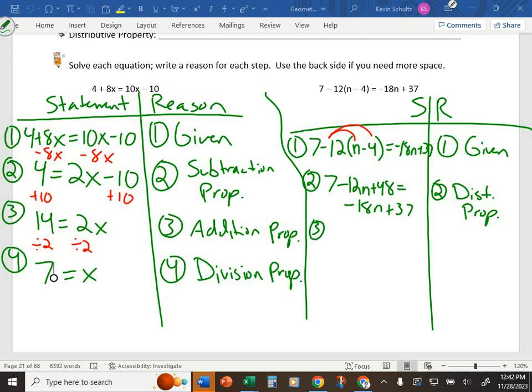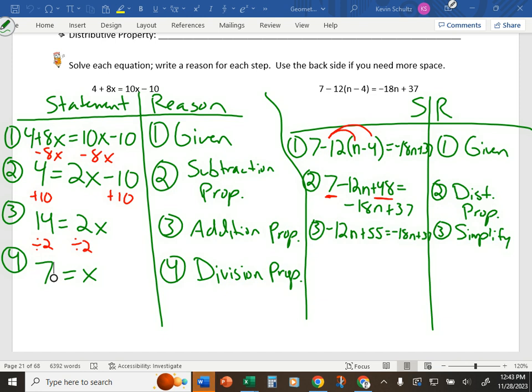Yeah. So one possible step, and here you get to play around a little bit because you can do this in different avenues. You've got options. But if we go with the 7 and 48, 7 and 48 is 55. So negative 12n plus 55 equals negative 18n plus 37. What did we do there to combine 7 and 48? Did we use opposite operations? Simple. We simplify. Turns out simplify is another mathematical reason that you can use. By definition, to simplify means to combine like terms, and that's what we did.